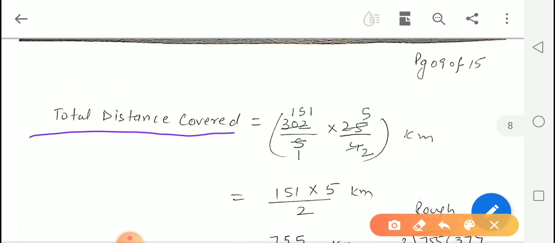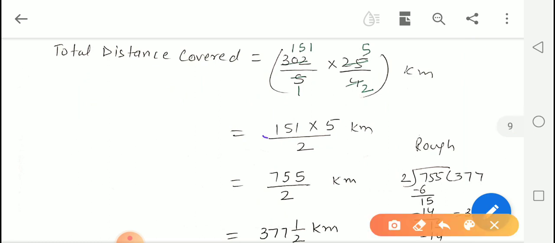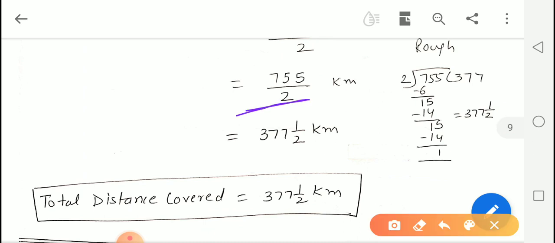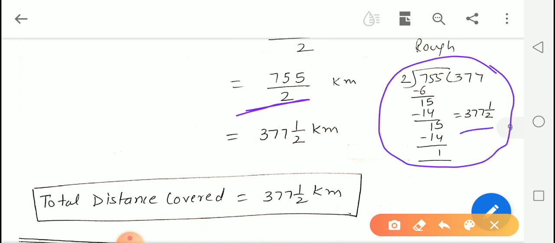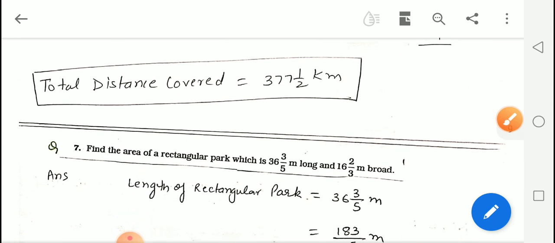Here we will solve these two steps by cancelling, and after cancelling we will reach this step. We will multiply the numerators and denominators and reach this step as 755 by 2 kilometer. Again it is an improper fraction, so we will convert it into a mixed fraction using the division method, and we will get 377 1 by 2 kilometer as the answer. So the total distance covered is 377 1 by 2 kilometer.